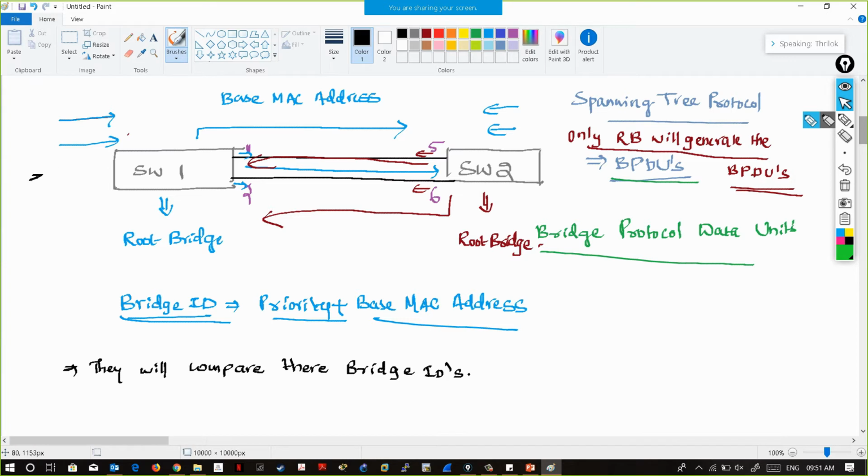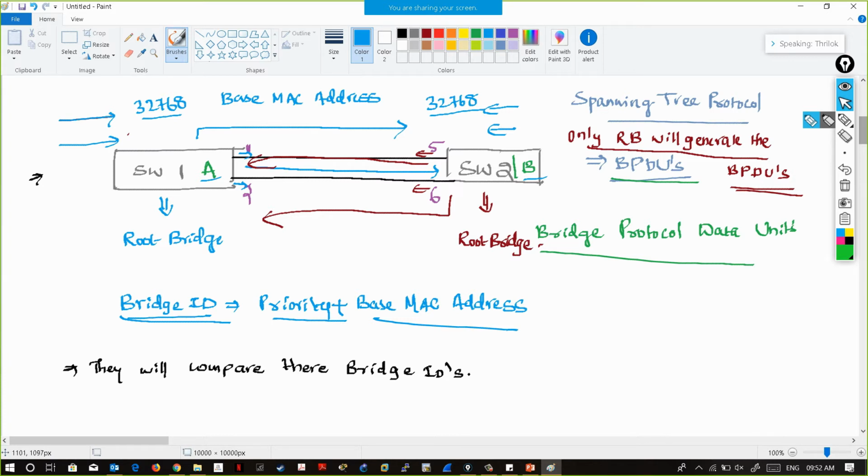Okay. Now he compared his bridge ID with switch 2's bridge ID, and switch 2 compares his bridge ID with switch 1's bridge ID. In switching, we'll be having low. Lower one will win the race. So for time being, think that his base MAC address is A and his base MAC address is B. And in spanning tree, by default the priority will be 32768, and here also the priority will be 32768. So now he sent his bridge ID 32768 plus A. He also sent his bridge ID 32768 plus B.